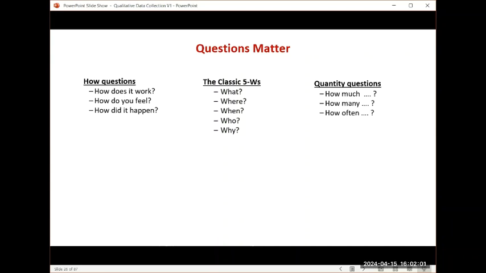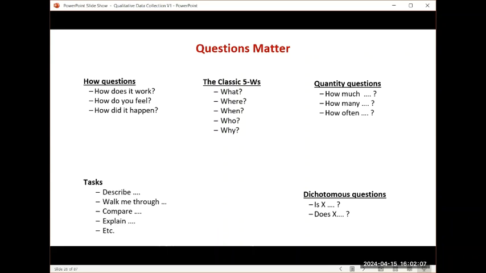You've got quantity questions: how much, how many, how often. You've got the dichotomous questions, is or does. And then you have this other thing, which is no question marks. Describe, walk me through, can you compare, can you explain? Those are all tasks. And it turns out when you ask people to perform a task as opposed to answer a question, they actually tell you more when they're performing the task.